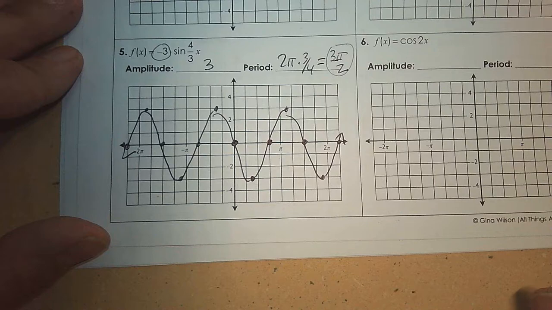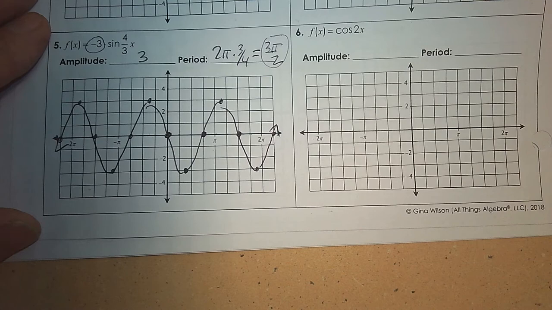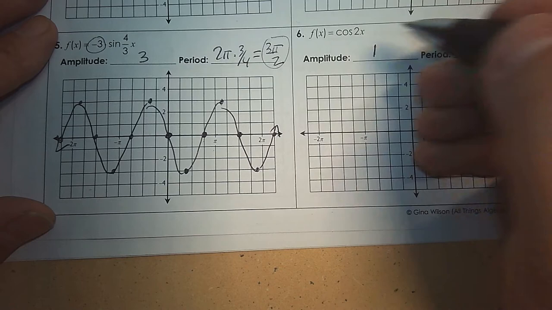Number 6. And again, feel free to press pause and try it, or you can just practice with me. The amplitude is 1, because that's what's being multiplied in front. The period would be 2 pi. To undo the multiplying, you divide by 2, and that leaves me just with pi.